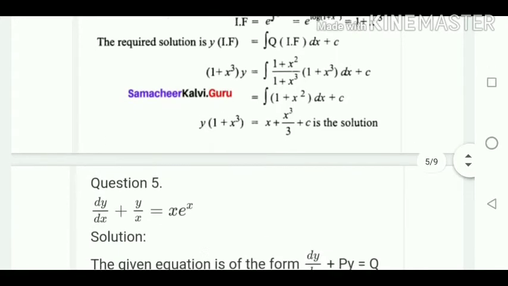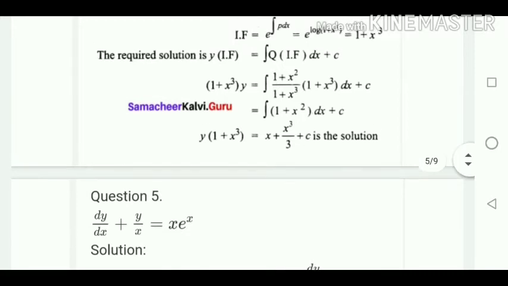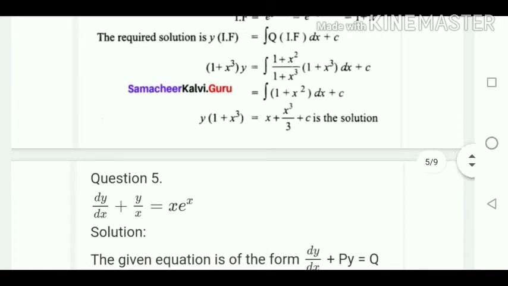Then the required solution is y into IF equal to integration of q into IF dx plus c. Here the value of IF equal to 1 plus x cube, so y into 1 plus x cube equal to integration of q, equal to 1 plus x square by 1 plus x cube, into IF equal to 1 plus x cube, dx plus c.